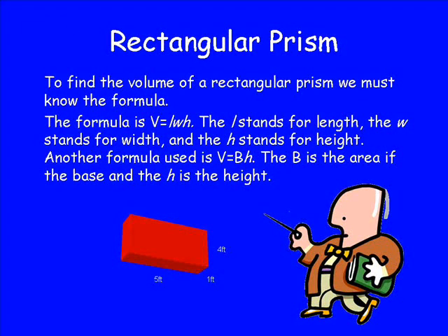To find the volume of a rectangular prism, we must know the formula. The formula is V equals length times width times height. The L stands for length, the W stands for width, and the H stands for height. Another formula used is V equals base times height. The B is the area of the base, and the H is the height.